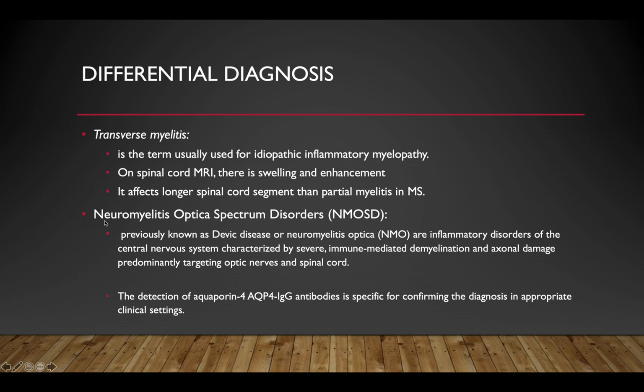Then we will talk about neuromyelitis optica spectrum disorder, previously known as Devic disease or neuromyelitis optica. It is an inflammatory disorder of the central nervous system characterized by severe immune-mediated demyelination and axonal damage, predominantly targeting the optic nerve and spinal cord.